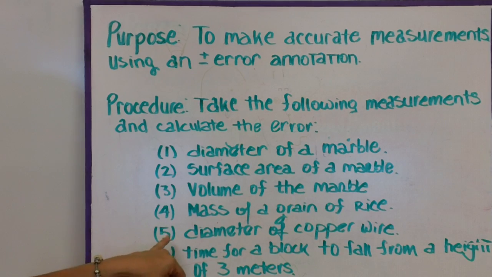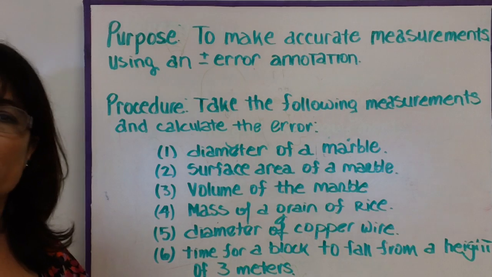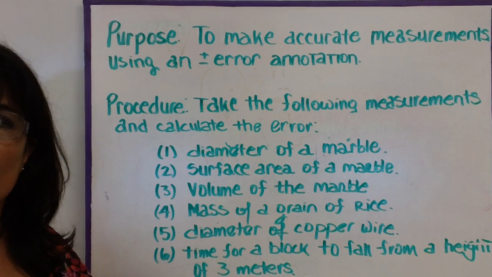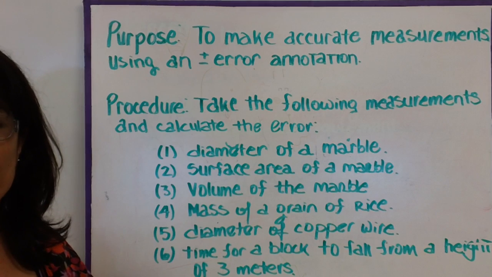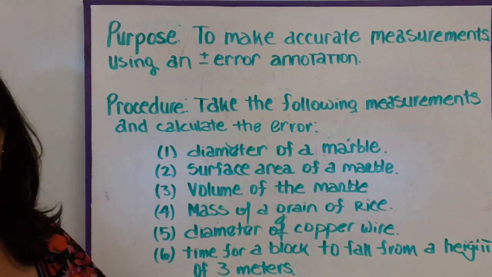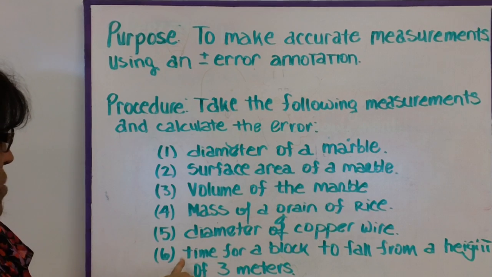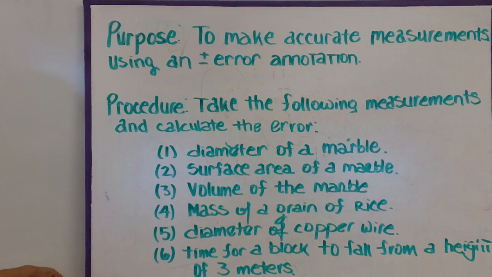The next one is the diameter of a copper wire. So I'm going to give you a very fine, small gauge copper wire, and you're going to have to find the diameter of that. And once again, you're going to use some of the tools that I'm going to show you tomorrow. The last one here we're going to be talking about is a block of wood.